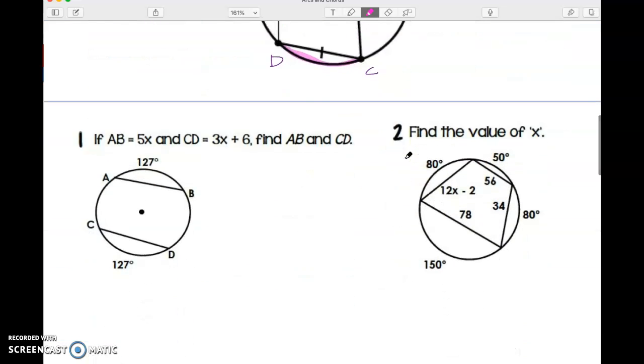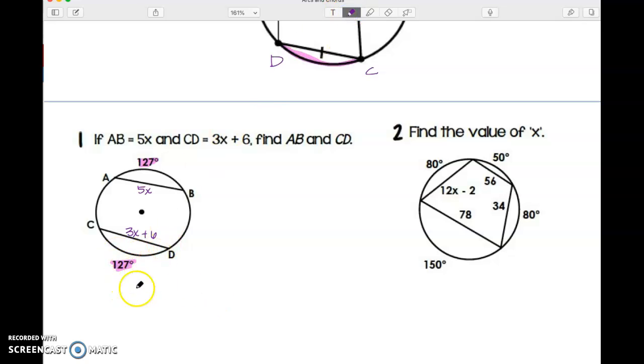The way that we can use that in problems would be to say things like, if AB is equal to 5x, so that algebraic expression is representing the chord, and CD is equal to 3x plus 6, they want us to find AB and CD. The first thing we should note is that they tell us that AB is 127 and CD is 127. It's in degrees, so that tells me it's an arc measure. And the chords are creating those arcs.